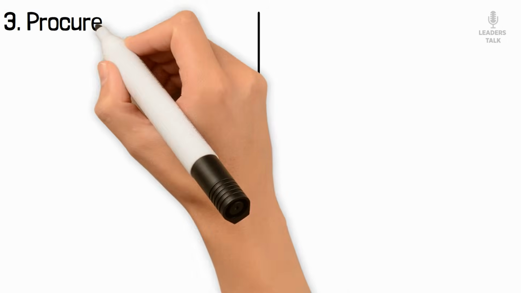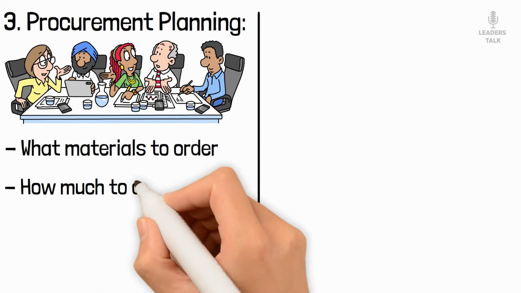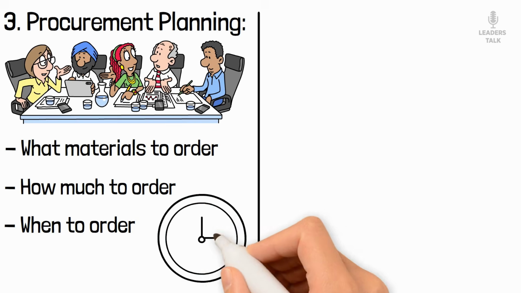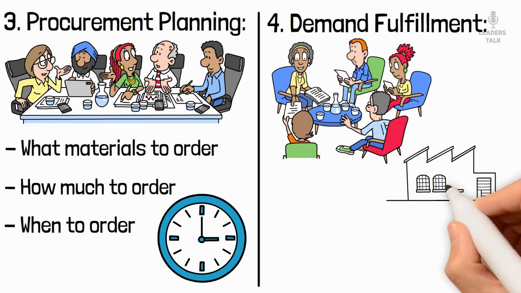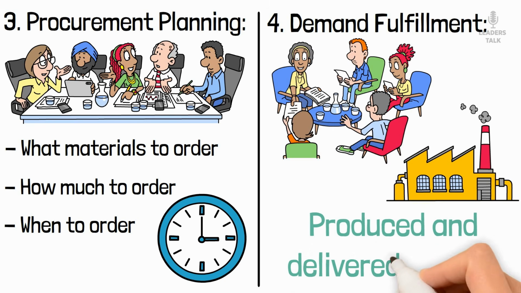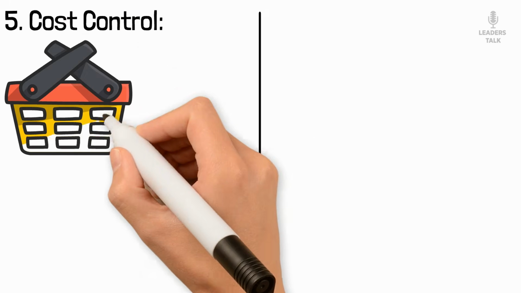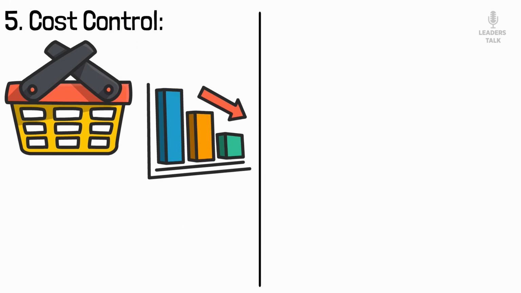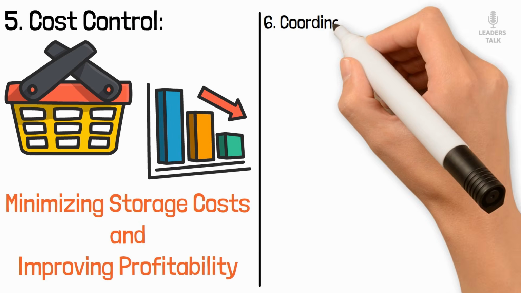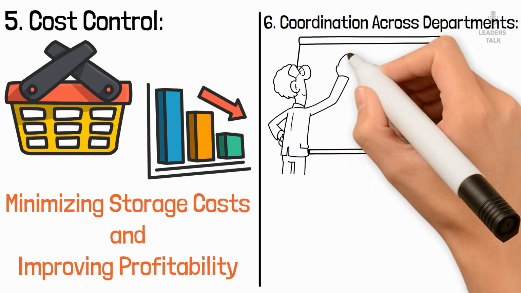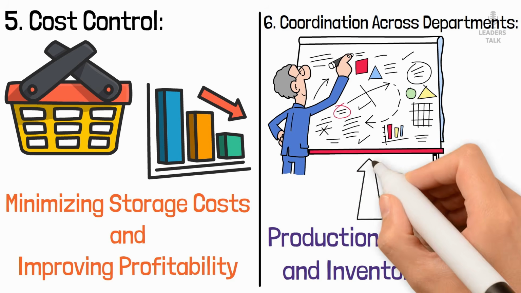Procurement planning. MRP tells the purchasing team what materials to order, how much to order, and when to order based on demand and lead time. Demand fulfillment. It helps businesses meet customer demand by ensuring products are produced and delivered on time. Cost control. By optimizing inventory and reducing waste, MRP helps in minimizing storage costs and improving profitability. Coordination across departments. MRP connects production, purchasing, and inventory teams, ensuring everyone works with the same plan.